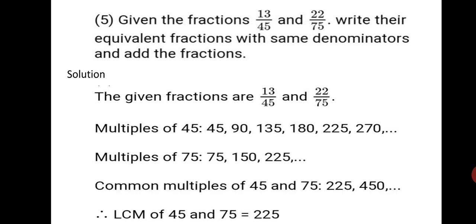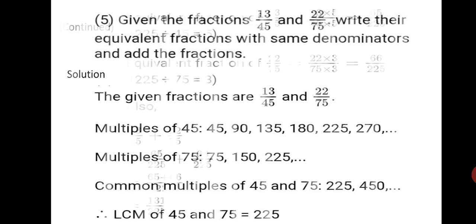Now you got 225 as the first common multiple, which is the lowest one. So common multiples of 45 and 75 are 225, 450, and so on. Therefore, LCM of 45 and 75 is equal to 225. You can stop at 225 while writing common multiples also, not a problem. You do not find a second one. It's not required. Once you get the LCM of 45 and 75, which is 225, you will divide 225 by 45 and 75 to know how you can equalize the denominators.